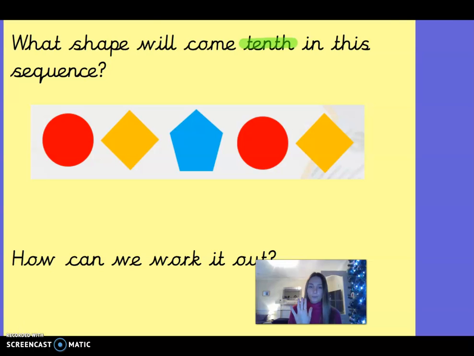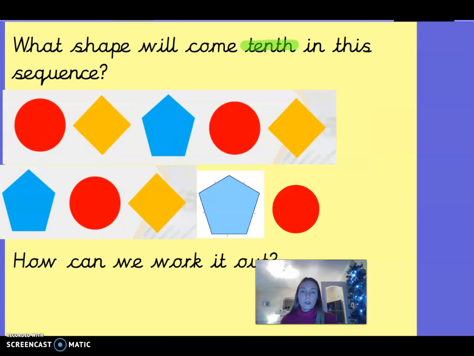Okay, so to work it out, you should have drawn the sequence like you can see on the screen up until the 10th shape. Let's just check we've definitely got 10. 1, 2, 3, 4, 5, 6, 7, 8, 9, 10. Now we're going to check that the sequence is in the correct order. Circle, square, pentagon, circle, square, pentagon, circle, square, pentagon, circle. The 10th shape in the sequence is the circle.